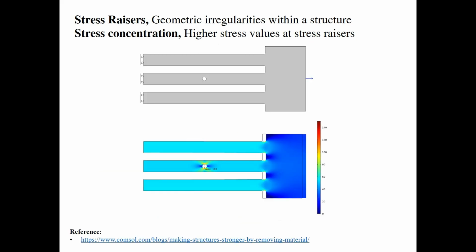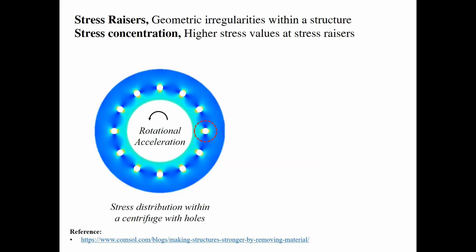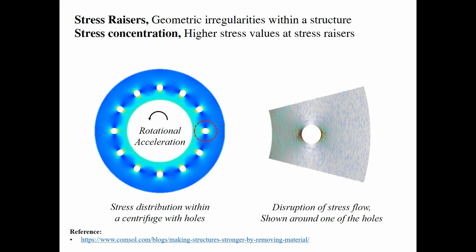Consider a structure with 3 bars, which is supported at the left end and elongates at the right end. When the displacement is applied at the right end, the stress magnitude is highest at the top and bottom of the hole in the middle bar, and the stress values at the fillets are also considerably higher in comparison with other points. Here's another example that shows the stress distribution within a centrifuge under a rotational acceleration, with stress concentration around the holes. The stress flow is interrupted near the holes, resulting in a higher amount of stress.